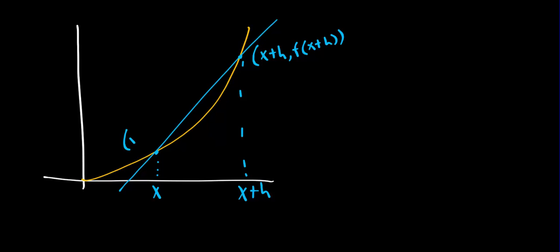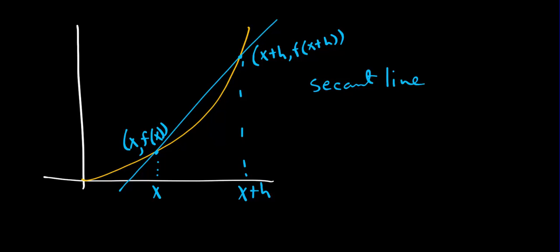This is x, f of x. This is a secant line. I don't know if it has anything to do with the secant in trig. I don't think it does. But they call this the secant line. It goes through the graph in two places like that.